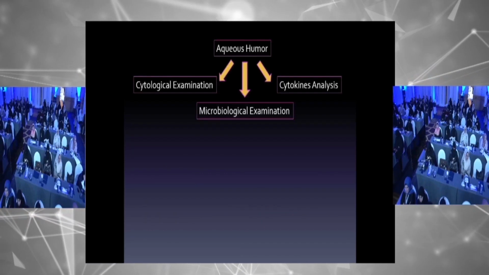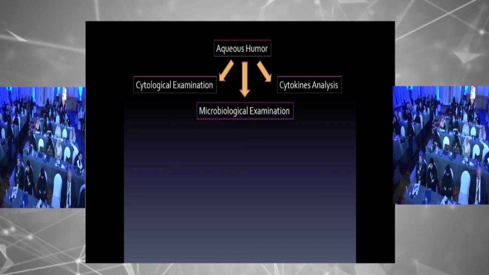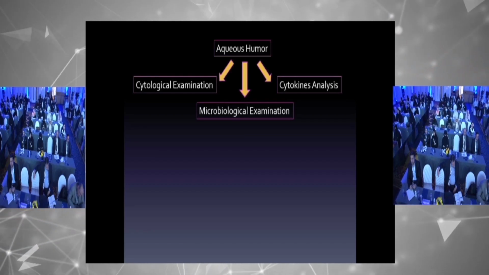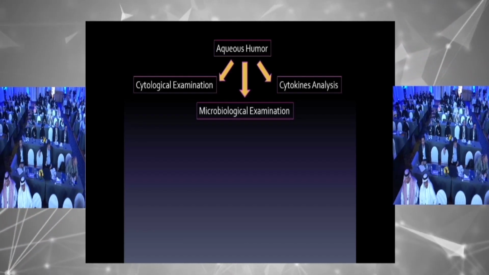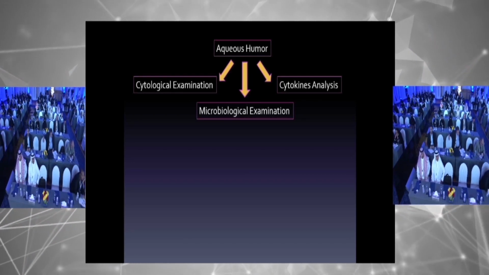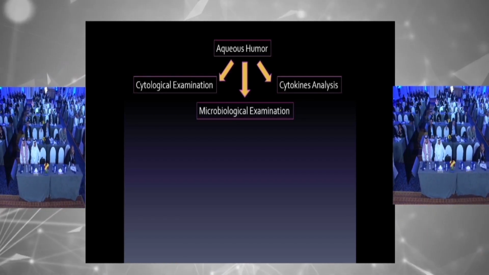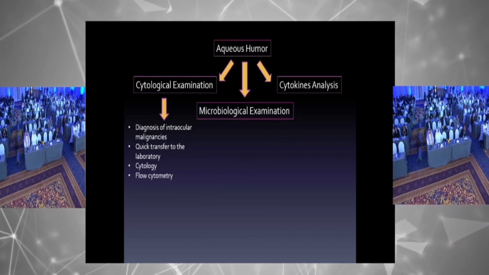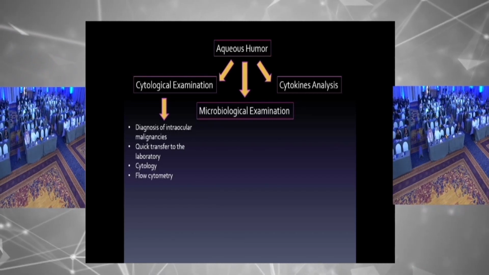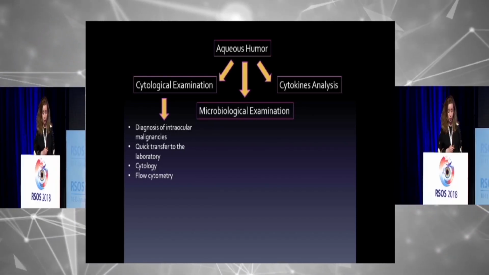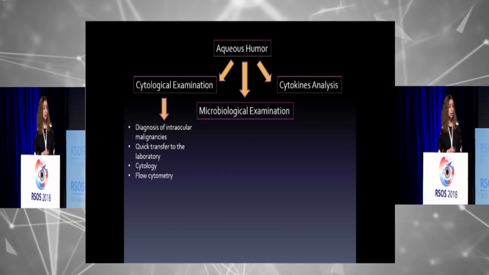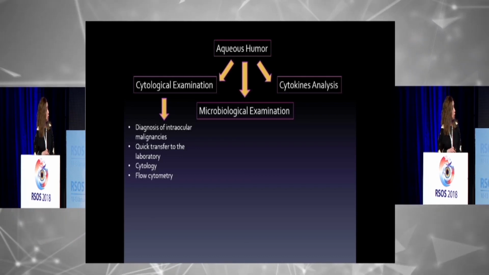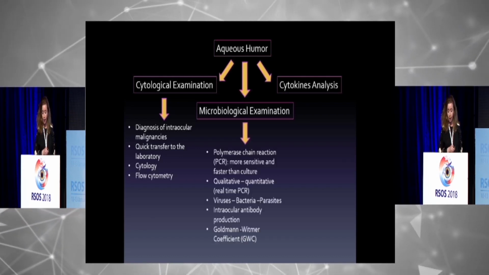Then, once you have obtained your aqueous humor, what to do with it? You have 3 different pathways. One is cytological examination, the next one is microbiological examination, and the last one is cytokine analysis. Cytological examination is mainly used for the diagnosis of intraocular malignancies. You have to keep in mind that you need a very quick transfer of your sample to the laboratory, and you are going to perform cytology or flow cytometry on your sample.